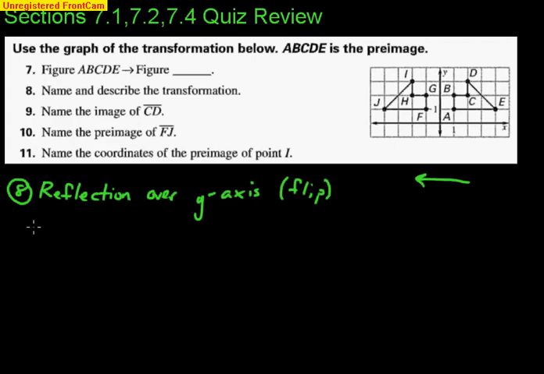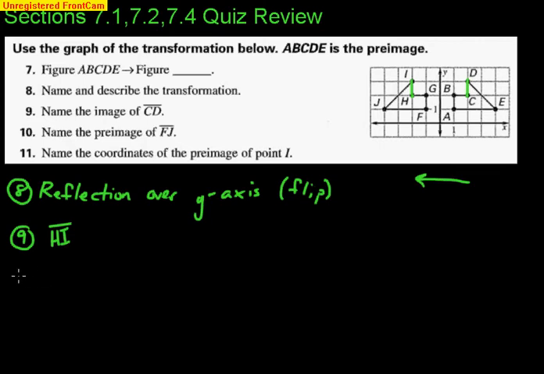Alright, next, let's go with number 9. Number 9 asks us to name the image of CD. So CD is part of the pre-image, so we need the part of this other figure, the image. Well, C is here, and D is there. So if I flip it around, I look like I'm H and I. And there we go. Segment HI.